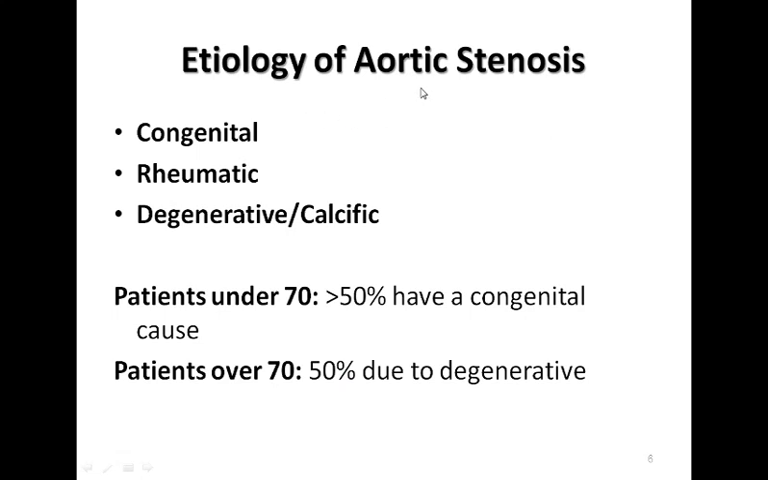Etiology of aortic stenosis: it could be congenital, or it could be rheumatic in origin, or it could be secondary to degenerative or calcific aortic stenosis. In patients under 70 years, more than 50% have congenital causes. In patients over 70 years, 50% are due to degenerative or calcific aortic stenosis.